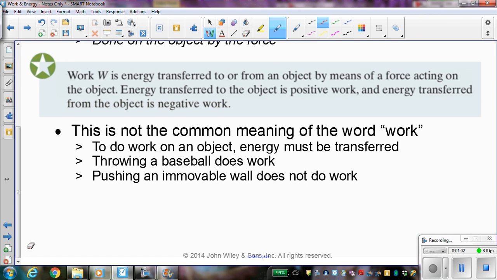Okay, so the object has to move in order for work to be done. So if you're just pushing against a wall, that's not work. Even though I know you might go to work and not do anything at your job, in this case, for this definition of work, the object has to be moved, energy has to be transferred.